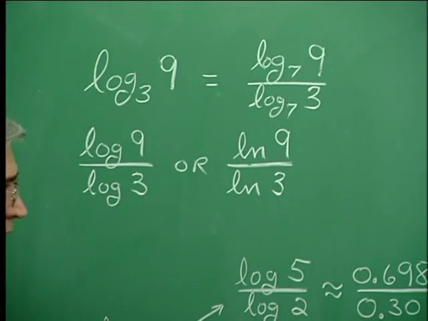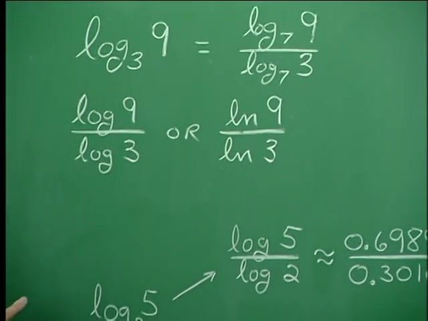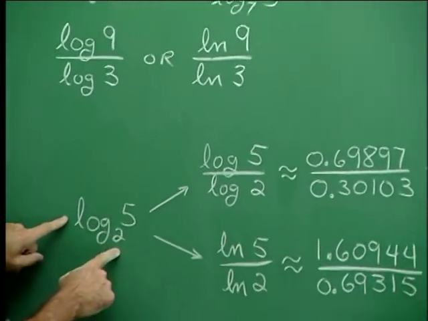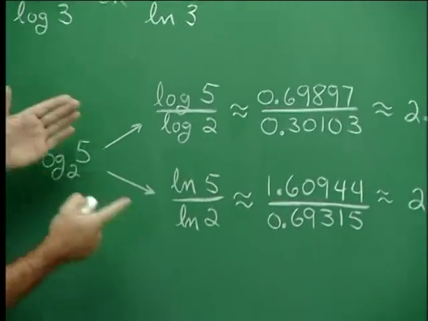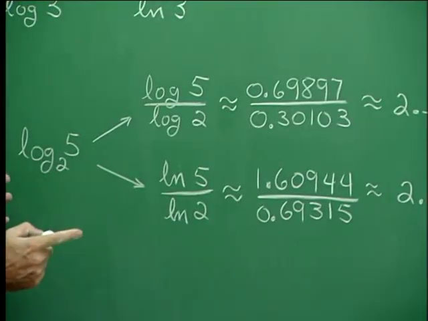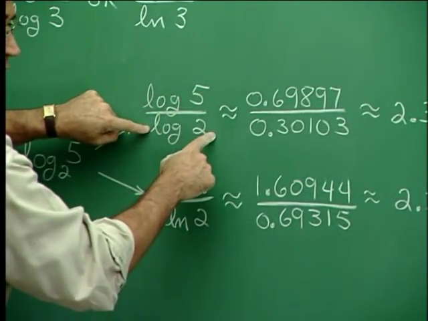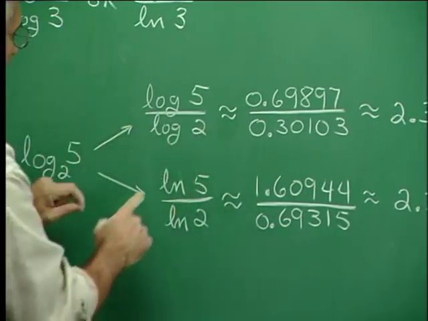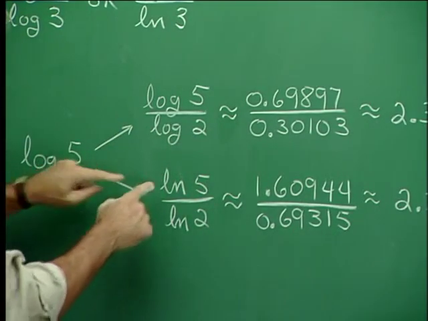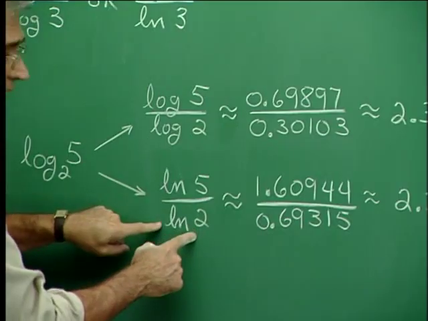Now let's go through the calculation with the calculator one more time. If we're evaluating using the calculator log of 5 in base 2, then we can work it one of two ways. If we're using common logarithms, then we would enter log 5 over log 2 and press enter, and we get an answer. If we want to use natural logs, we enter ln 5 over ln 2 and we get the same result.